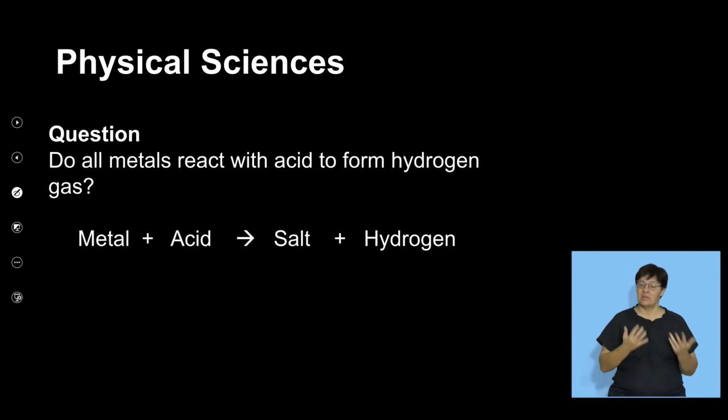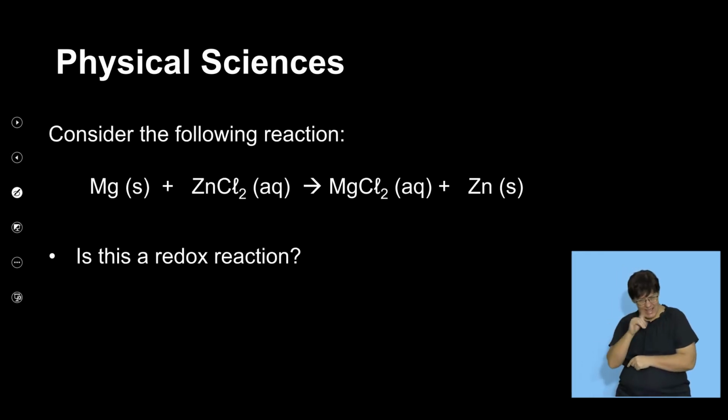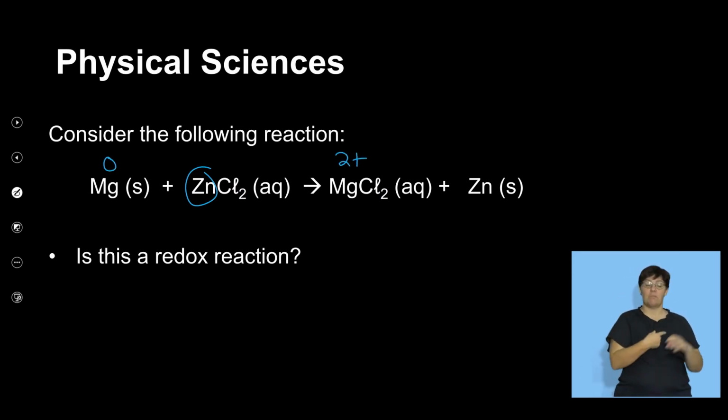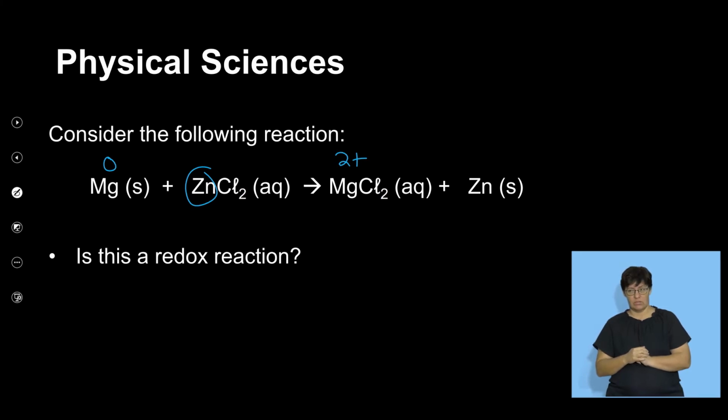And then the question: do all metals react with acid to form hydrogen? That's the big thing. Now we want to look at these displacement reactions. For argument's sake, if we take magnesium and zinc, magnesium does displace the zinc. So this is a possibility. Is this a redox reaction? Indeed, because magnesium from 0 to +2 underwent oxidation, and zinc from +2 to 0 underwent reduction. Is this a redox reaction? Yes, it is.